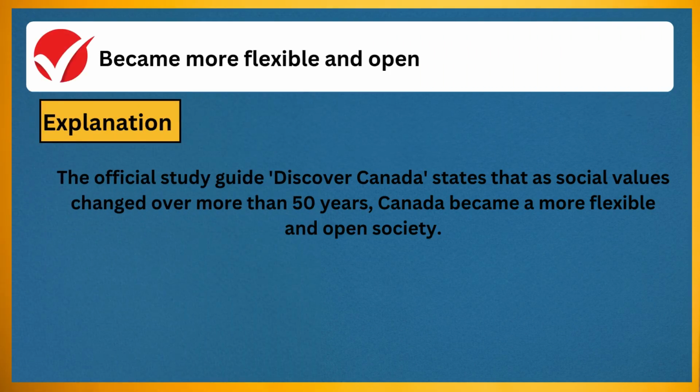The correct answer is became more flexible and open. Explanation: the official study guide Discover Canada states that as social values changed over more than 50 years, Canada became a more flexible and open society.